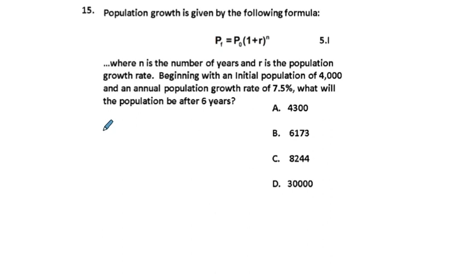Okay, 15. Population growth given by the following formula. In the formula, we have here 1 plus r. In this case, r is equal to 0.075. And so our population is going to be equal to our initial population, which is 4,000. And then we have 1 plus 0.075 to the power of 6 after 6 years. So we need a calculator.